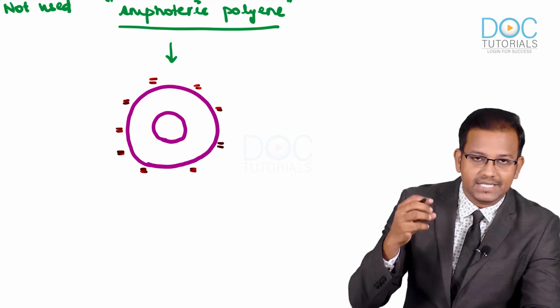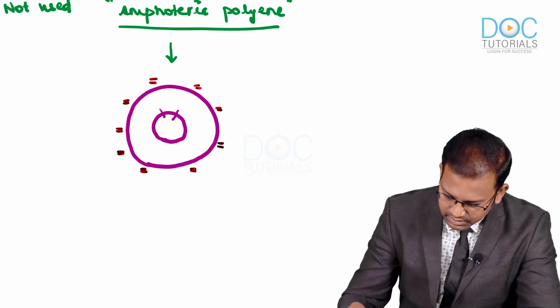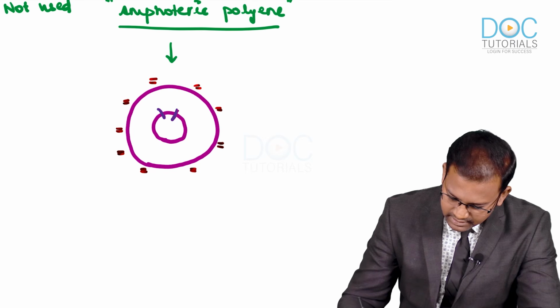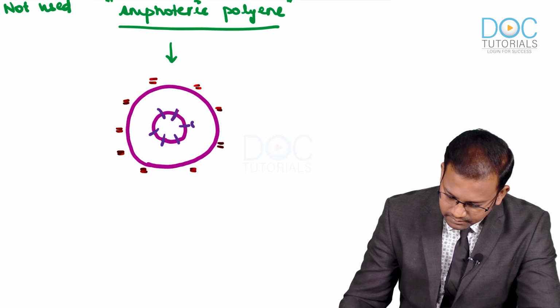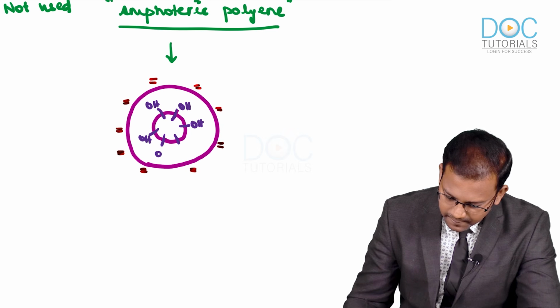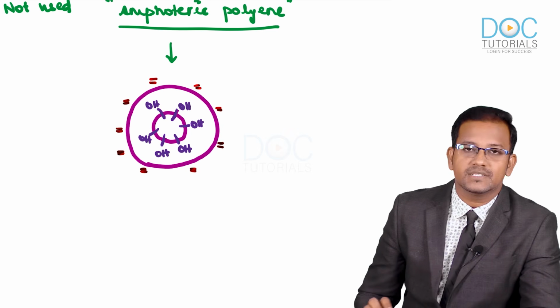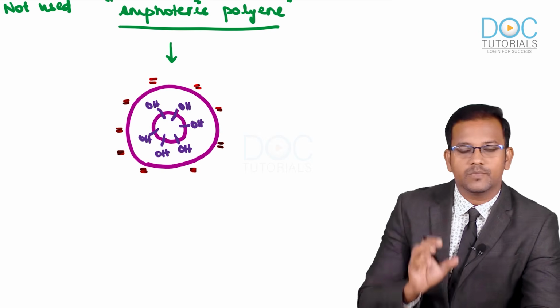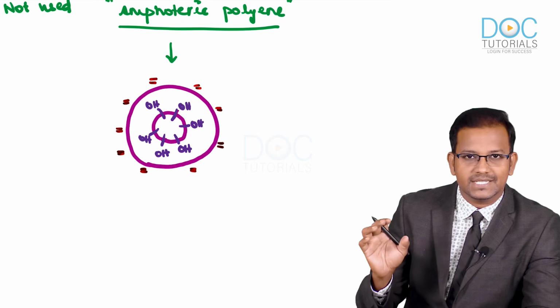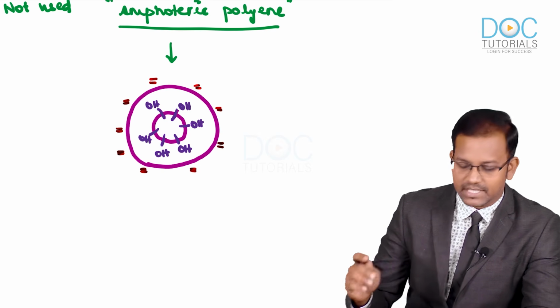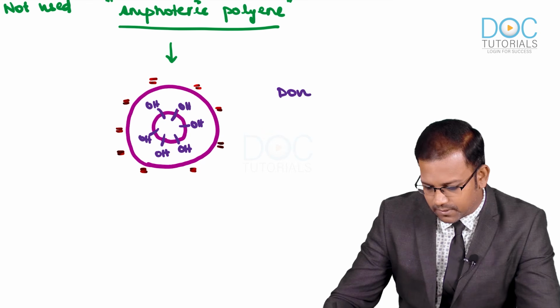The inner part, the central core, is rich with hydroxyl groups. So the outermost part has the double bonds and the central part has the hydroxyl groups. This is a donut shaped molecule.